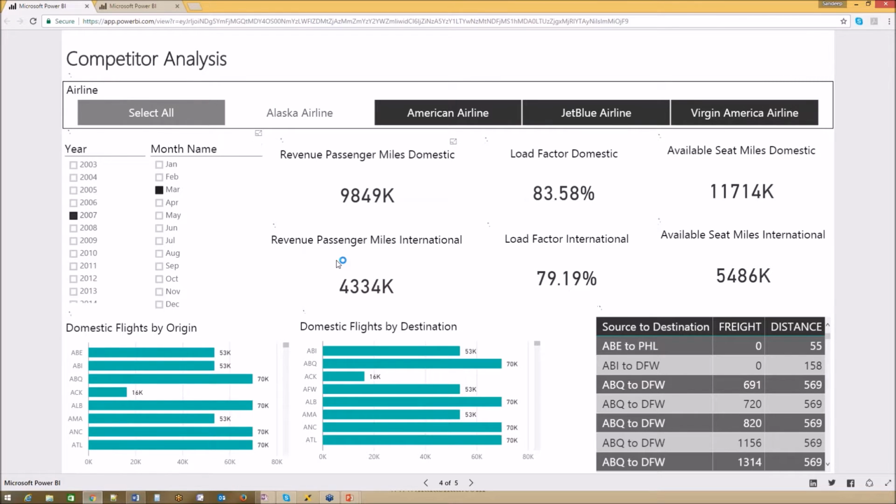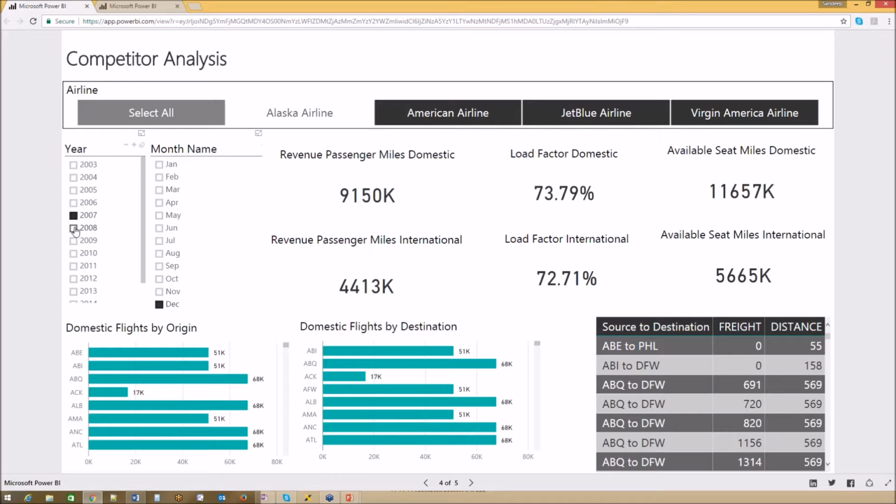What was their, yeah, it's loading, give it a minute, yes. So what was their load factor? It was 77%, 73%. What was their international load factor? It was 72%. What was the seat miles that they had? It was 11,657K, so on and so forth.